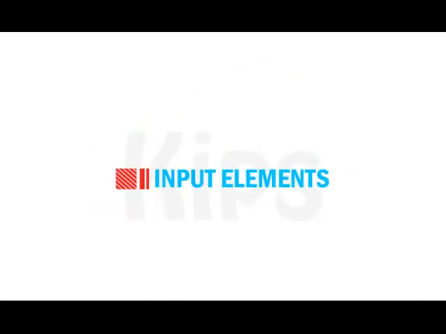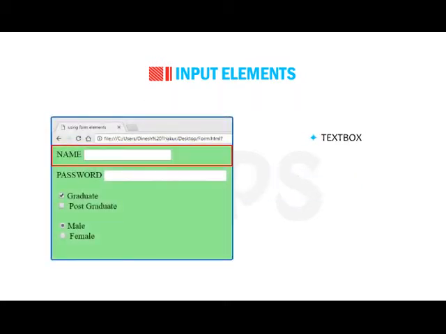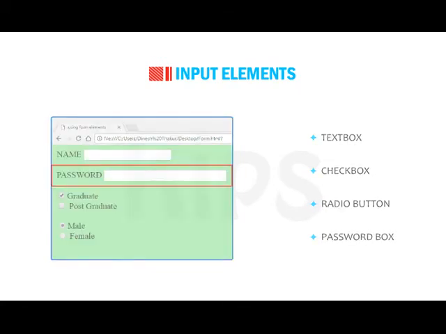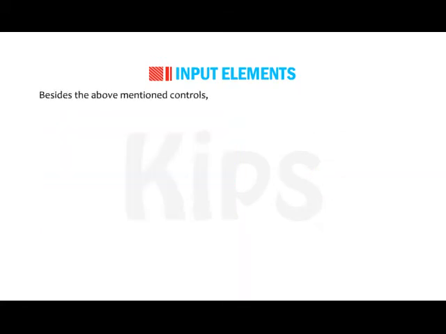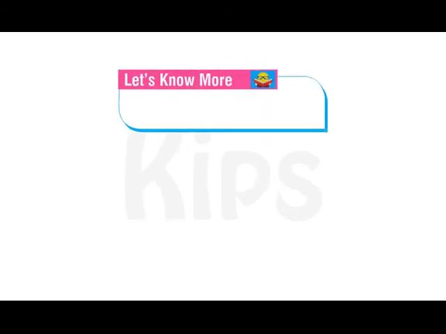Students, let us talk about input elements. Input elements are the form elements that can accept input from the user. The following are some of the input elements that can be added to a form. These are also called form controls: text box, checkbox, radio button, password box. Besides the above mentioned controls, we can have other elements also on our form, which are buttons, drop-down list, pull-down menus, combo box, text area, multiple line text input.